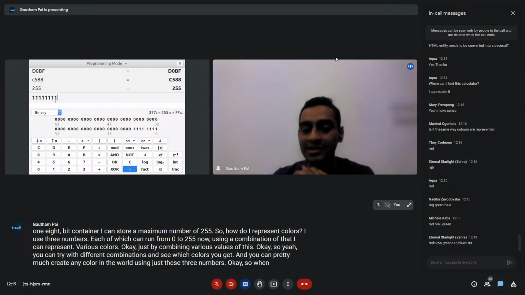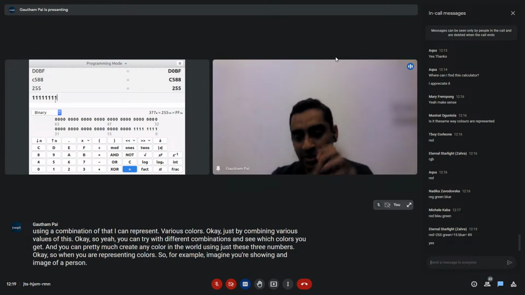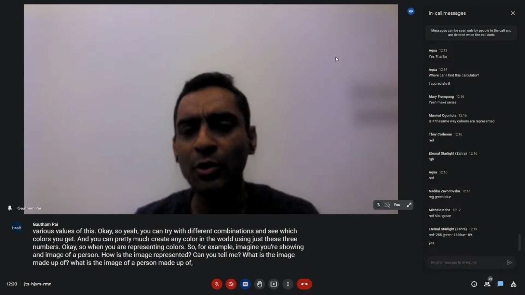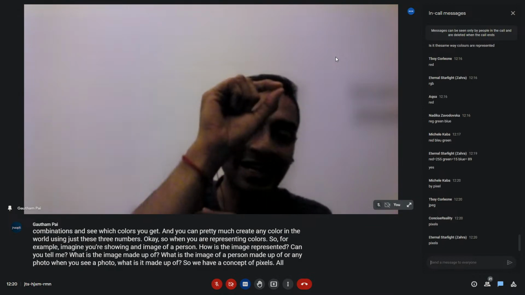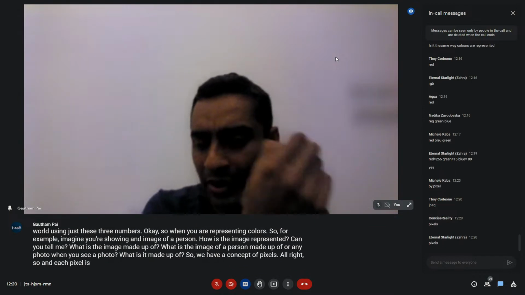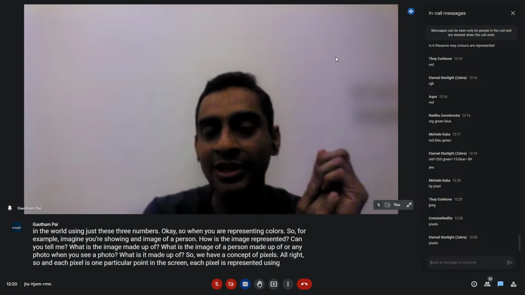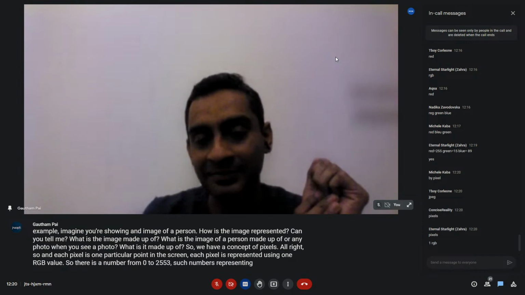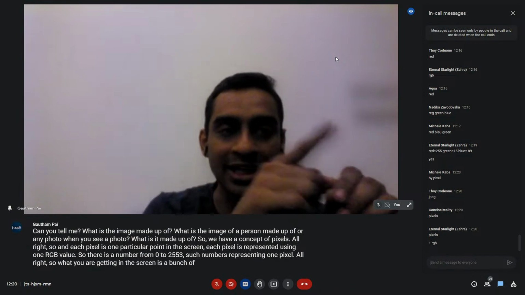When you're representing colors, imagine you're showing an image of a person. How is the image represented? What is the image of a person, or any photo, made up of? We have a concept of pixels, and each pixel is one particular point on the screen. Each pixel is represented using one RGB value: three numbers from 0 to 255 representing one pixel. So what you are getting on the screen is a bunch of RGB values, one for each pixel.